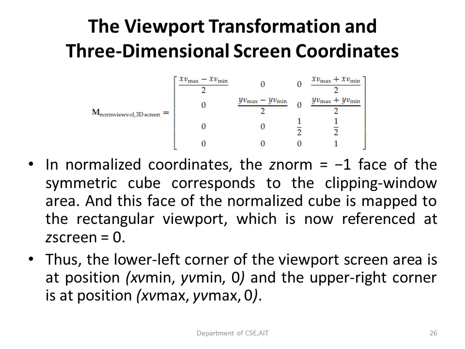In the normalized coordinates, z normal will be equal to -1. That is the face of the symmetric cube which corresponds to the clipping window area. This face of the normal cube is mapped to the rectangular viewport. That viewport we are now going to refer to as the z screen, and the z screen value will be equal to 0. Thus the upper right corner will be at the position XW max, YW max and 0, and the lower left corner of the viewport screen area will be at XW min, YW min and 0.